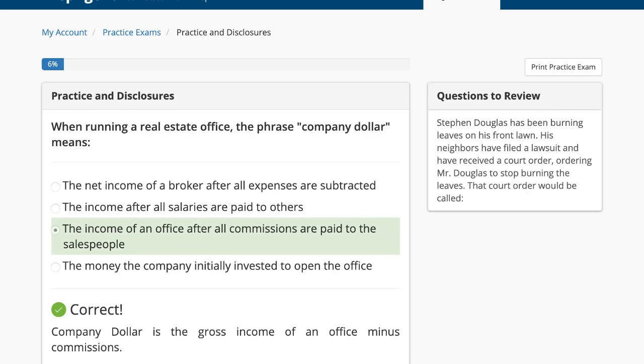And the answer is C, the income of the office after all commissions are paid to the salespeople.